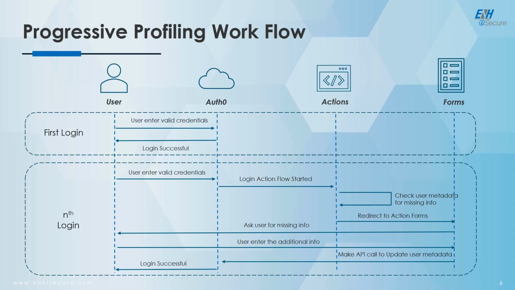Now let's consider a later login, say the nth login, where we have implemented logic to request additional user details. The user enters valid credentials, and this time the action flow is triggered. It checks the user's metadata for any missing information. Then the user is redirected to a form requesting the missing details. Once the user provides the required information, the form makes an API call to update the user's metadata in Auth0. After the update, the user is successfully logged into the application.